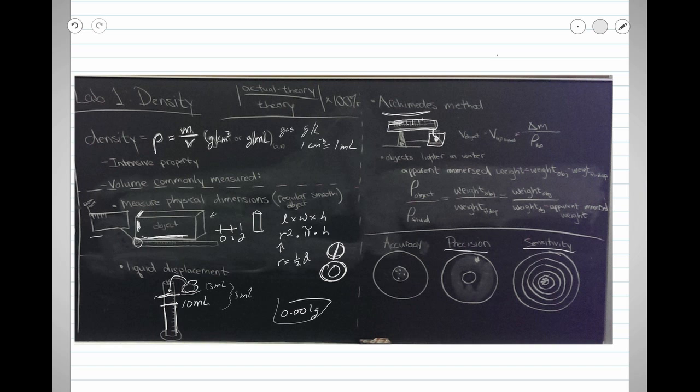At the end, you're going to have to assess which method is the best, or which method you find reliable. And a way that we describe reliability of scientific measurements uses words like accuracy, precision, and sensitivity. Accuracy is how close the measurement is to the accepted value or the theoretical value. So like the accepted value for the density of water, like we said, is 1.000 grams per milliliter at 4 degrees Celsius.